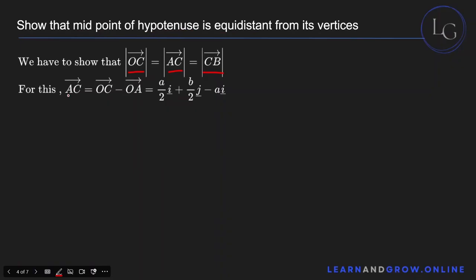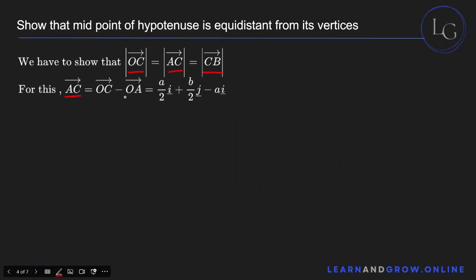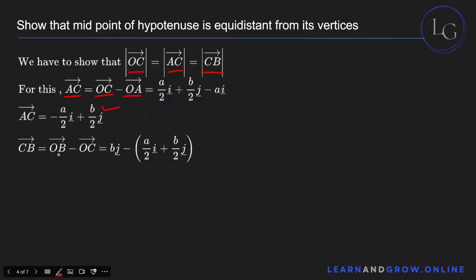So AC, the vector AC is this vector over here, AC, right? That is equal to OC minus OA. Simple. We've discussed this many times earlier, why that is. AC is equal to OC minus OA. So AC is equal to minus a/2 i plus b/2 j. We found AC. Now, we need to find CB, which is equal to OB minus OC, obviously. And that turns out to be minus a/2 i plus b/2 j, right?